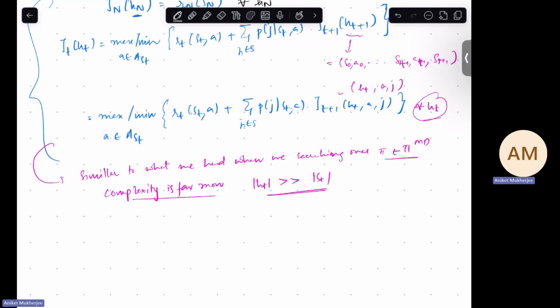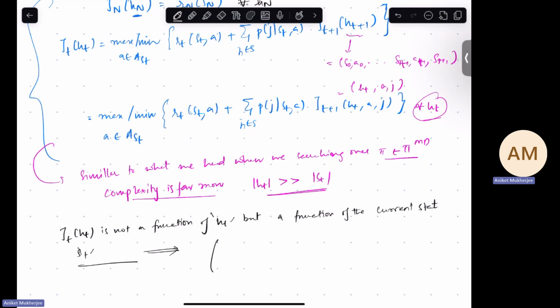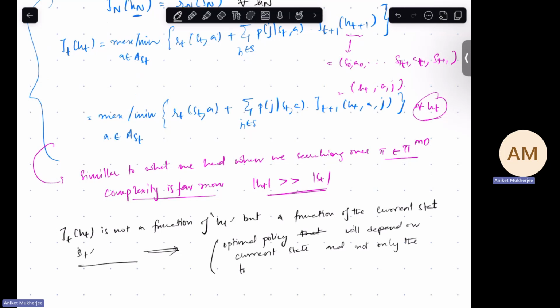So what we'll want to show is that this JT HT is not a function of HT, but a function of the current state ST. If we are able to show this, then we get the implication that the optimal policy will depend on the current state and not the total history.